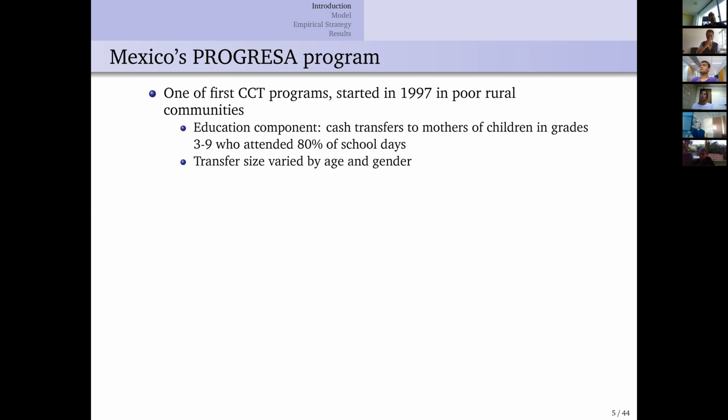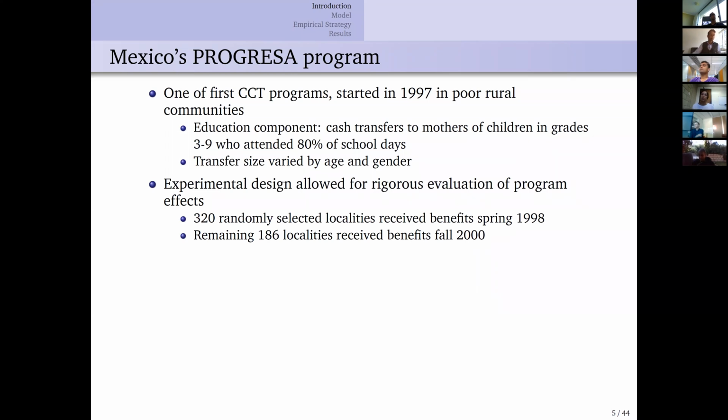These were the cash transfers that were given to mothers of children in grades 3 to 9 initially, who attended at least 80% of school days. The size of these cash transfers varied by age and gender. There were larger transfers given for female children and larger transfers given for older children. The older children part was to try to reflect the fact that opportunity costs rise with age.